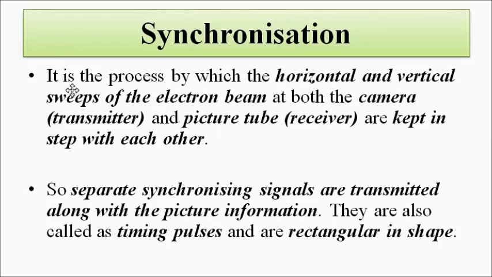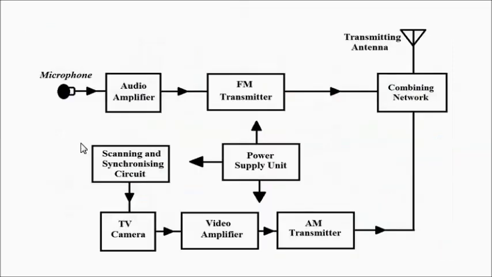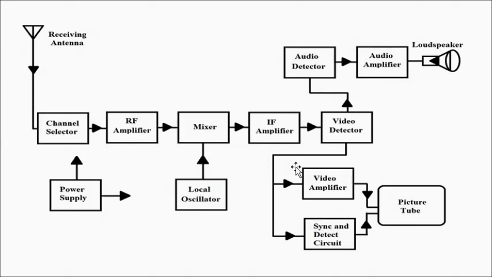So here also, at the time at which the scanning happens at the transmitter side, the electron beam scans the image formed on the photosensitive plate of the camera tube. At the same time, the receiver should also present the scanned image, and the image which is generated, the electrical equivalent, converted into the actual image by the picture tube. So for this, the synchronization process is very important.